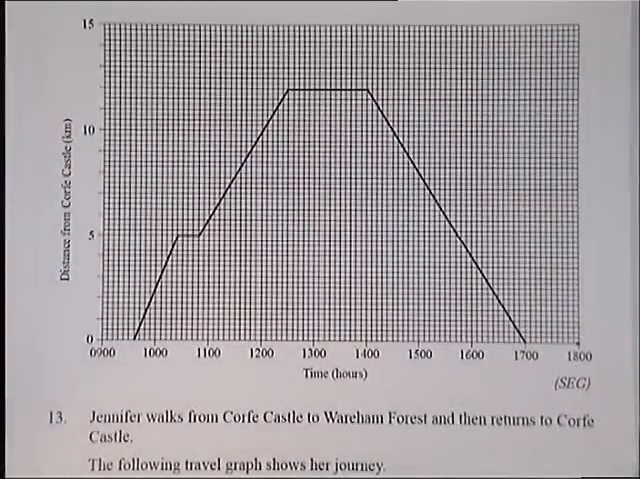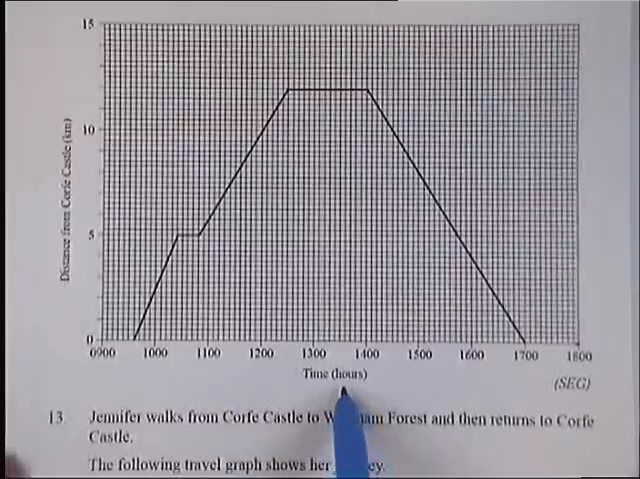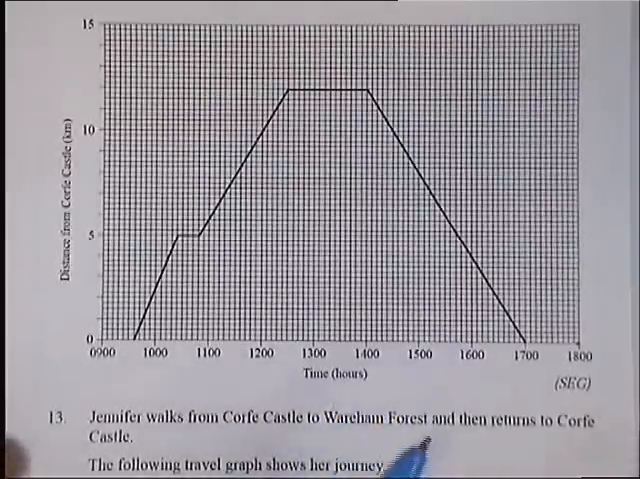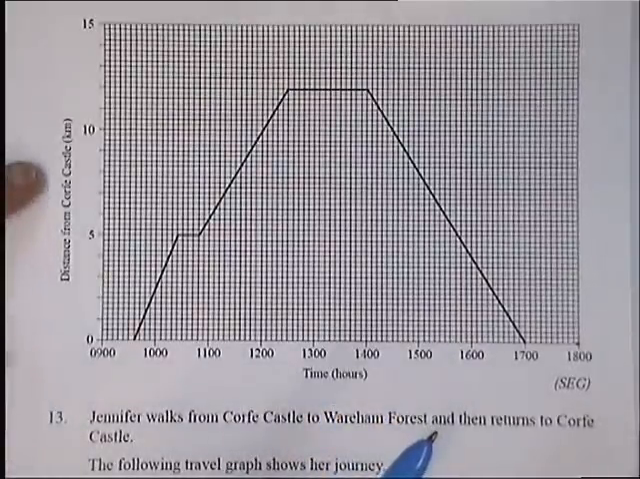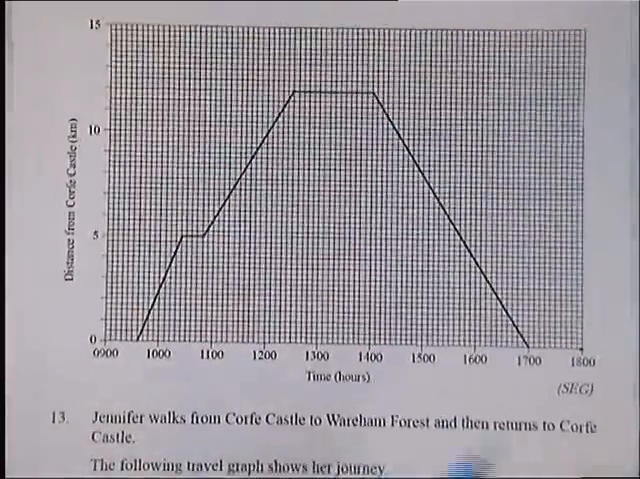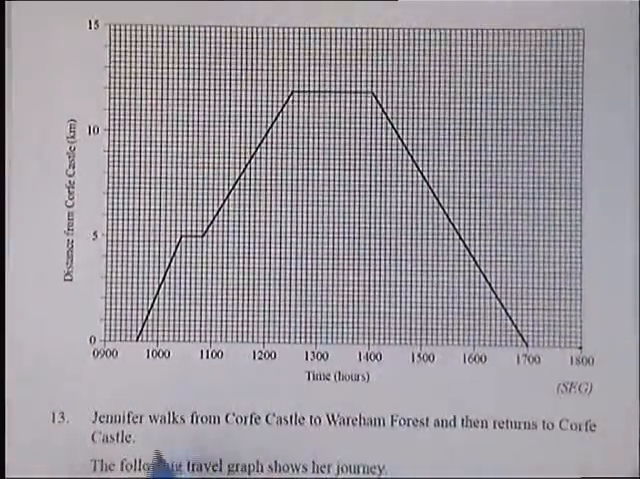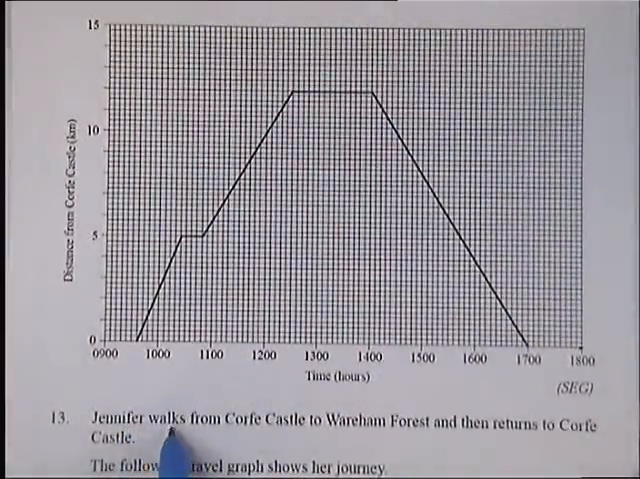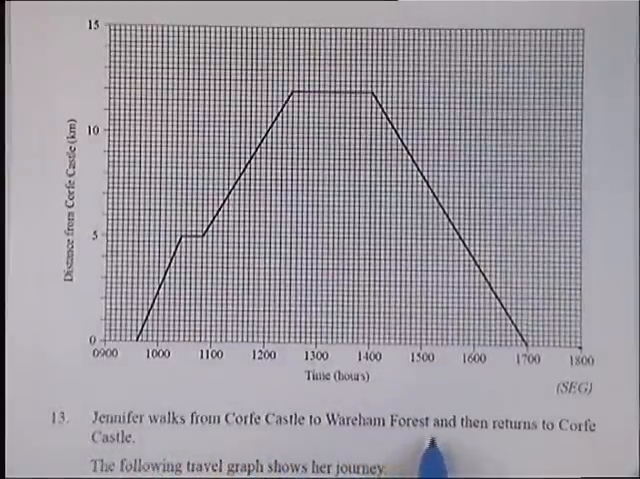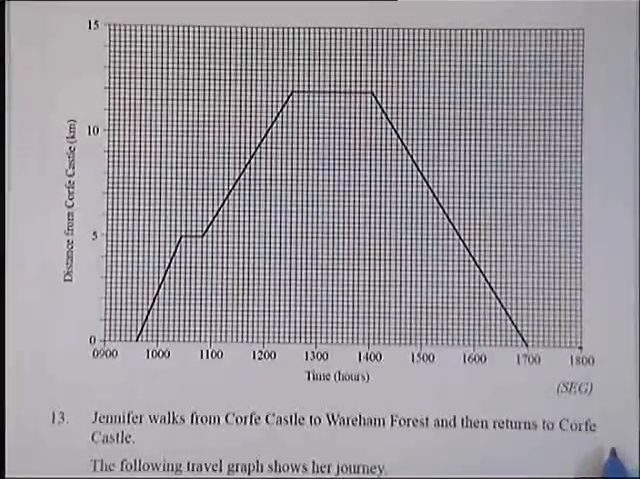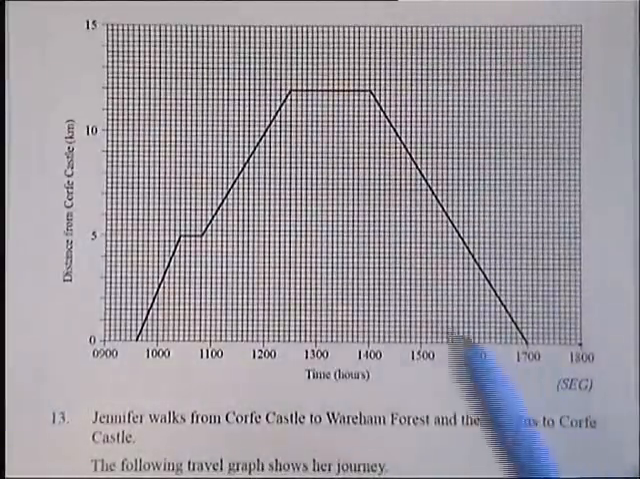This is an example of a travel graph. We've got time in hours along the bottom of this graph, and we have the distance from Corfe Castle in kilometres up the graph. Corfe Castle is a place, and this is saying that Jennifer is walking from Corfe Castle to Wareham Forest and then returns to Corfe Castle. Let's have a look at what's happening here.